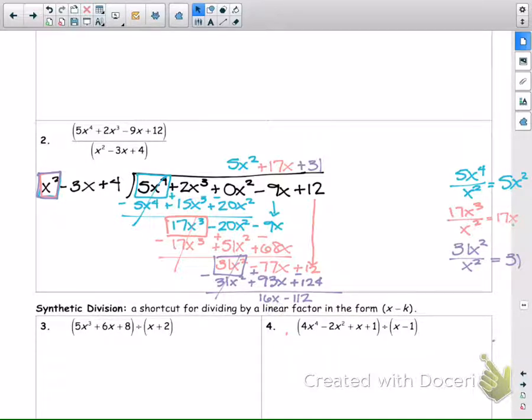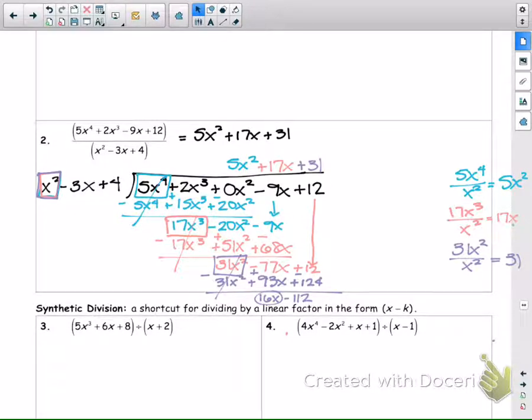You could factor that out, but I don't have to, because this exponent is an exponent of 1. Outside, what's the highest exponent? X squared, which means I'm not going to be able to divide anymore. So I leave that alone now. Okay? So how do we write our answer? Our answer is what part? What's on top there? 5x squared plus 17x plus 31.